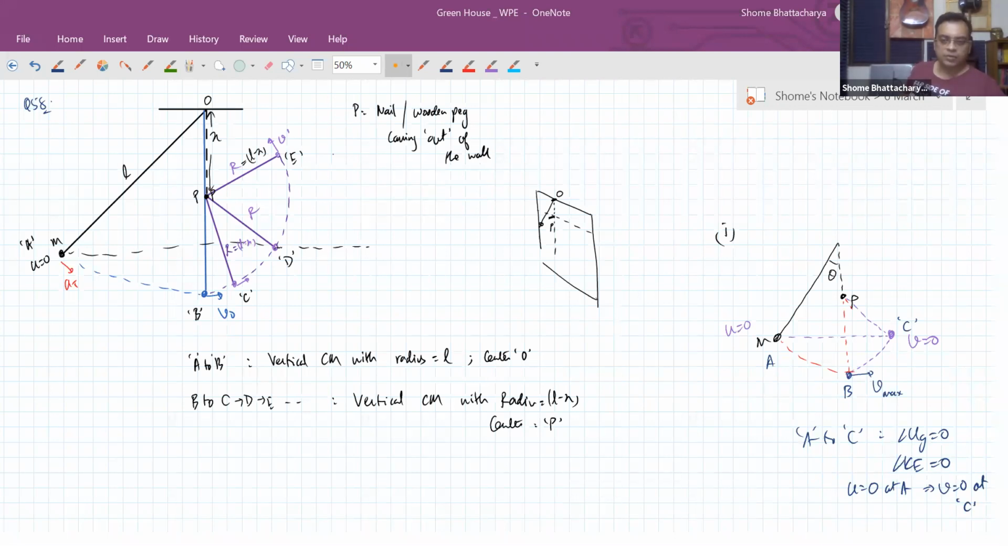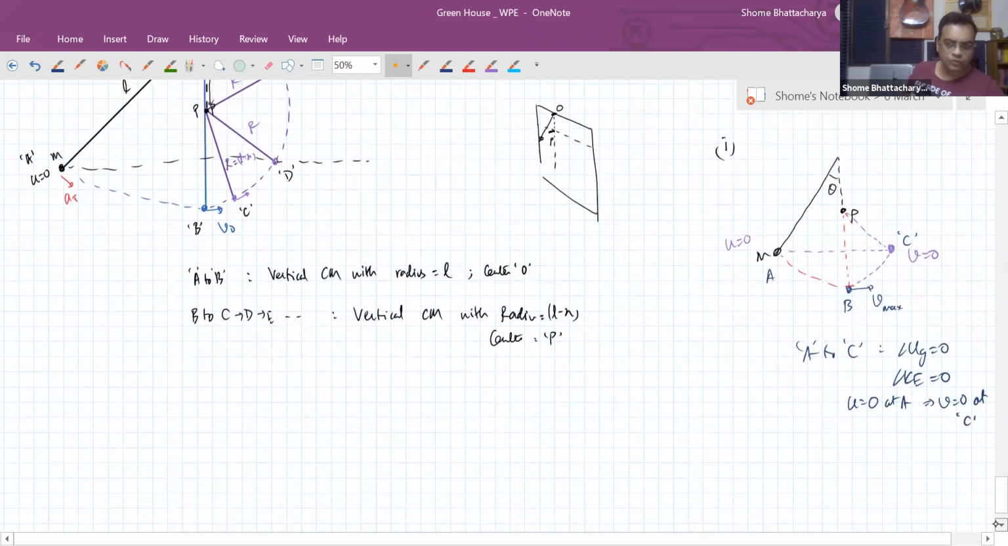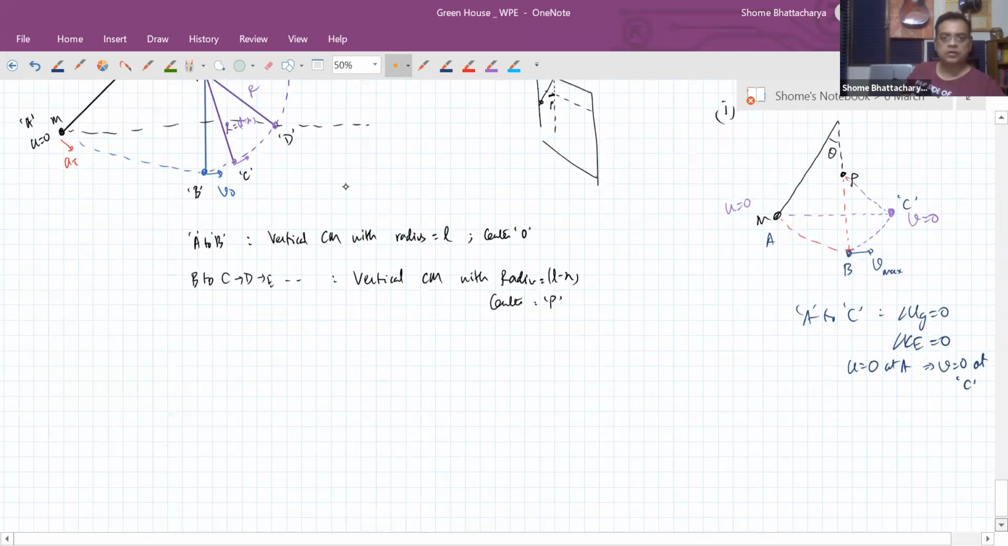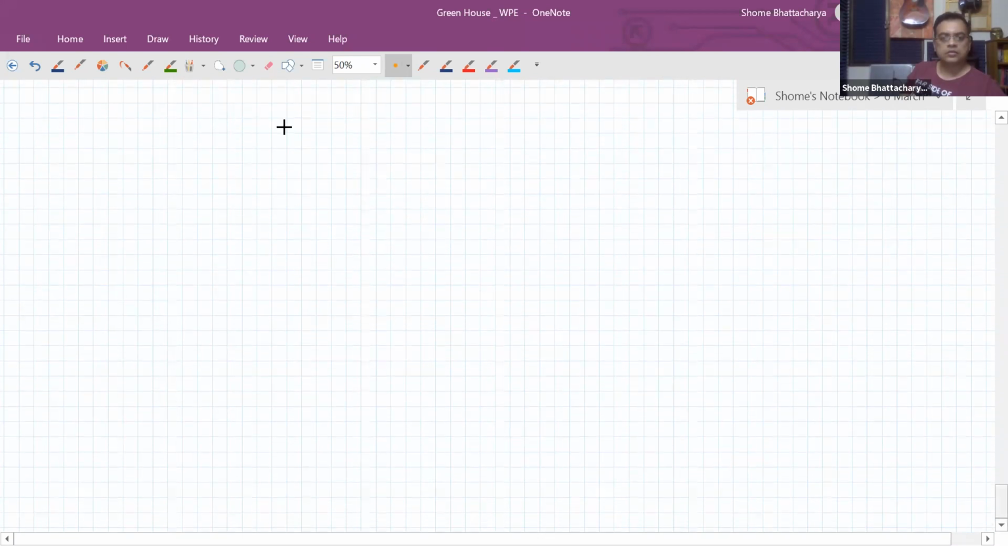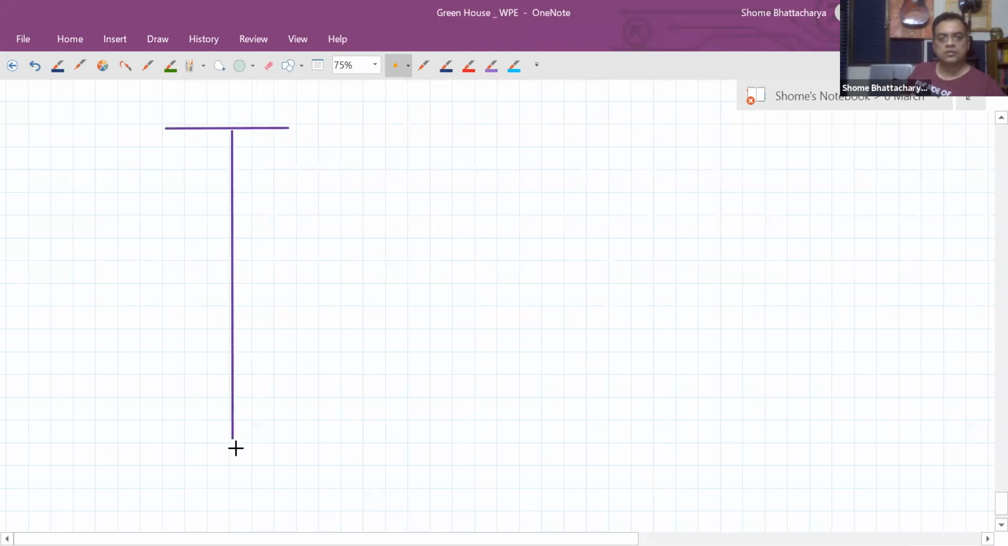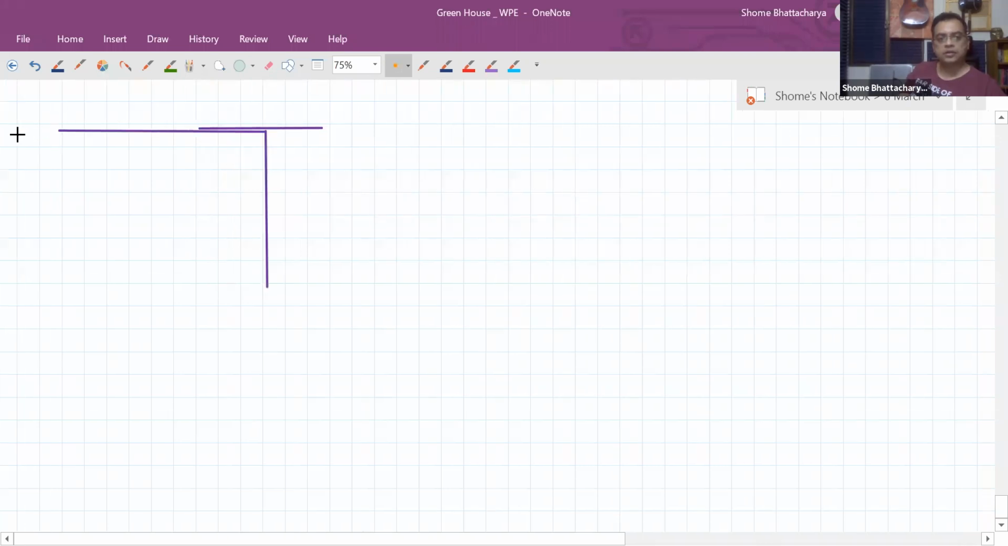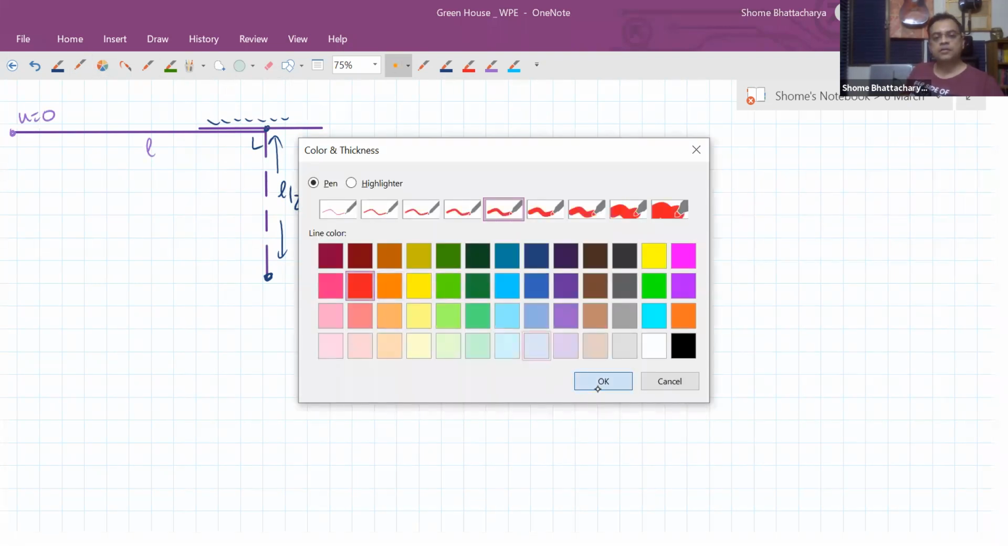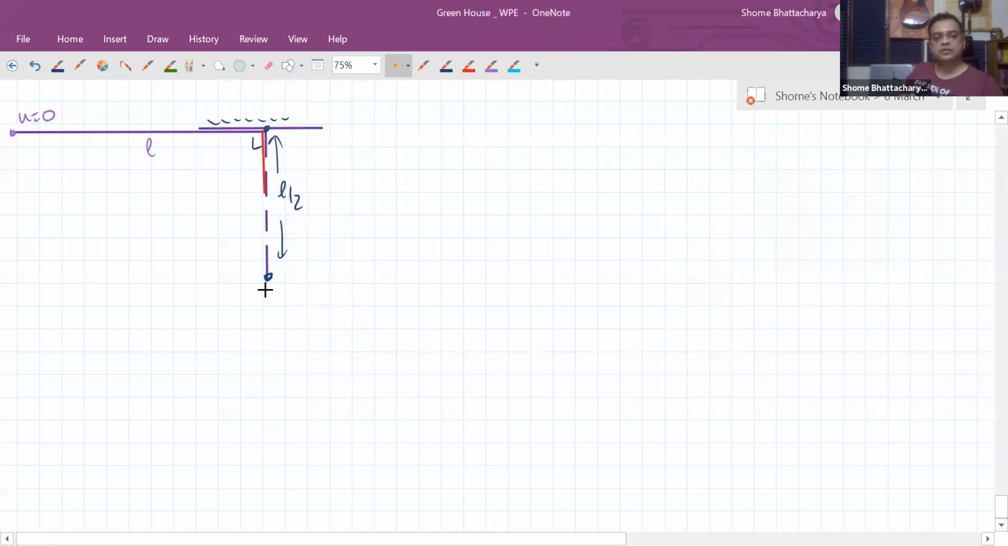In the second part, it's a little bit more interesting. So in the second part, what we are doing is x is equal to L by 2. And we are taking it initially to this position, the 90-degree position. So from this point, we are releasing it from rest. So what will happen is by the time it comes to hit the nail or the peg, it's like this.